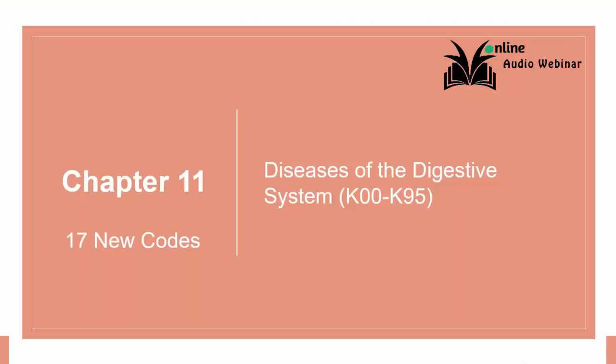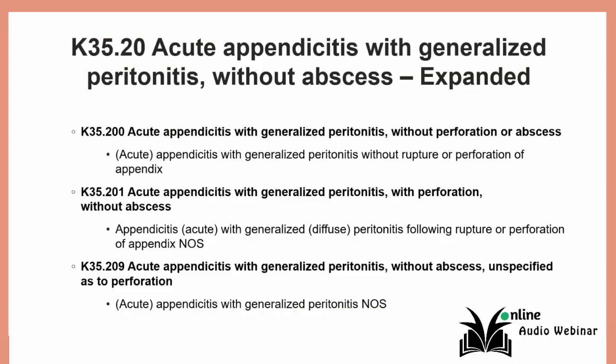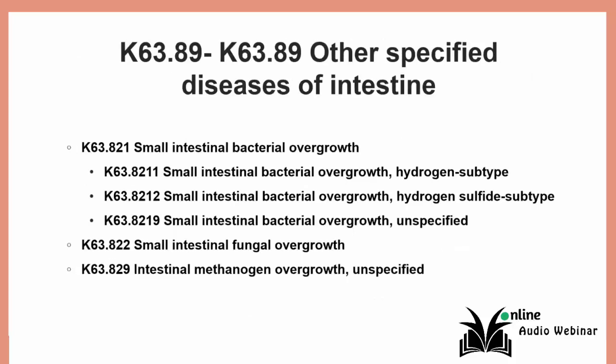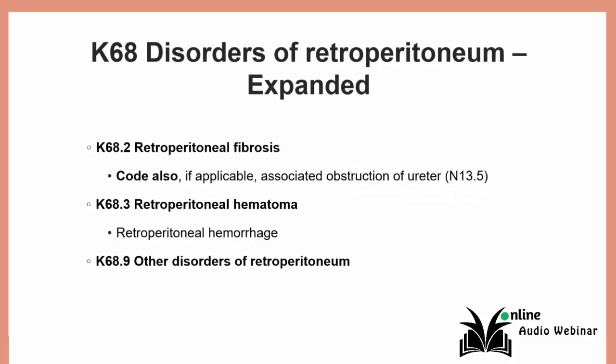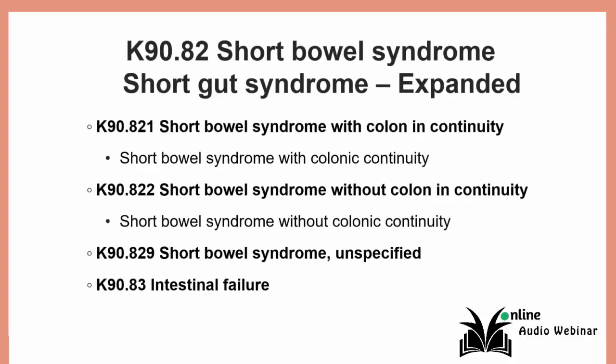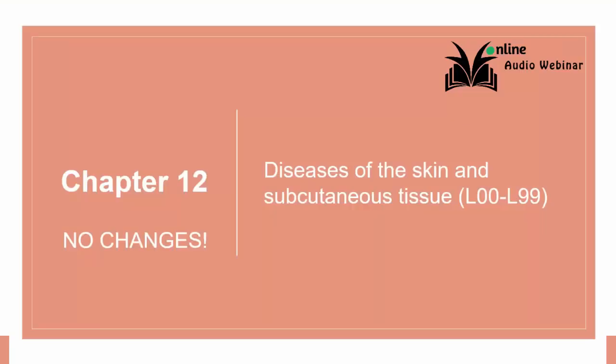Chapter 11, digestive system, K00 to K95. I see I had 17 new codes here. K35.20, acute appendicitis with generalized peritonitis without abscess. Now, K63.89, K68, disorders of retroperitoneum, K90.82, short bowel syndrome, short gut syndrome. Yay, no changes in Chapter 12, the skin and sub-Q L chapters.